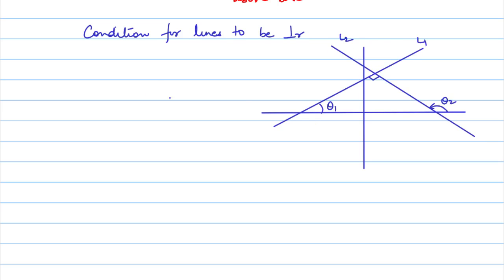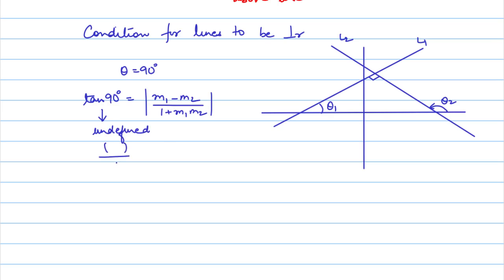Now, what is the angle between the two lines? 90. Therefore theta is 90 degrees. Therefore tan 90 is what? M1 minus M2 upon 1 plus M1 M2, which simply means, now what is tan 90? Tan 90 is undefined. Undefined means something upon 0. Anything upon 0. Now if the denominator is 0, therefore this part has to be 0.